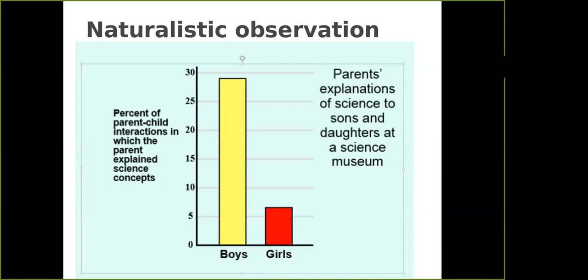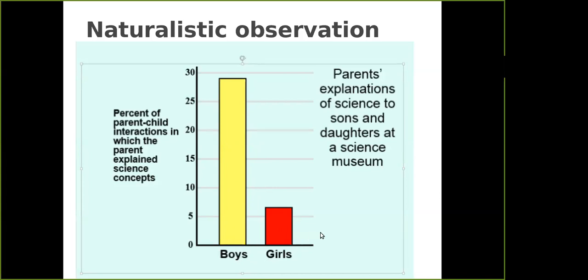But what they were really watching and listening to was the ways that the parents talked about the display with the child. And what they found was that parents of boys talked about the science of the display almost 30% of the time. But parents of girls, it was only a little over 5% of the time. So there was a big difference in how parents framed that display depending on the sex of the child.